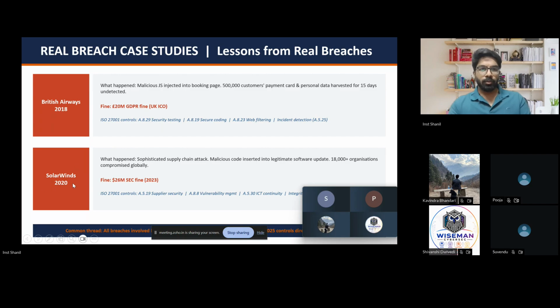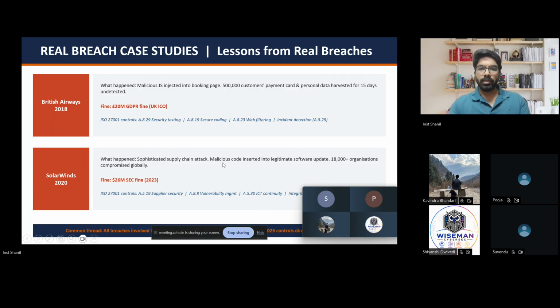Another example is from SolarWinds. What happened in 2020? They had a sophisticated supply chain attack. A malicious code was inserted into a legitimate software update. So the company was preparing or rolling out a software update or a patch, and some bugs were inserted into it. 18,000 organizations were compromised globally due to this, and they incurred a fine of $26 million.